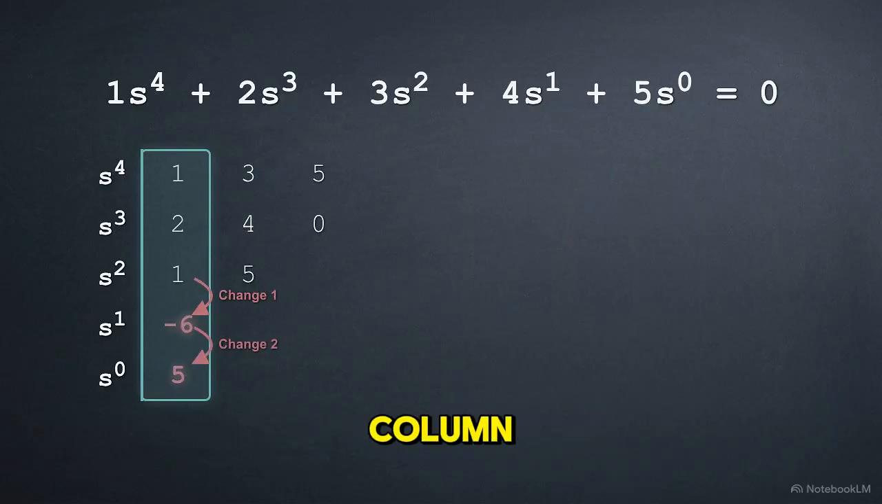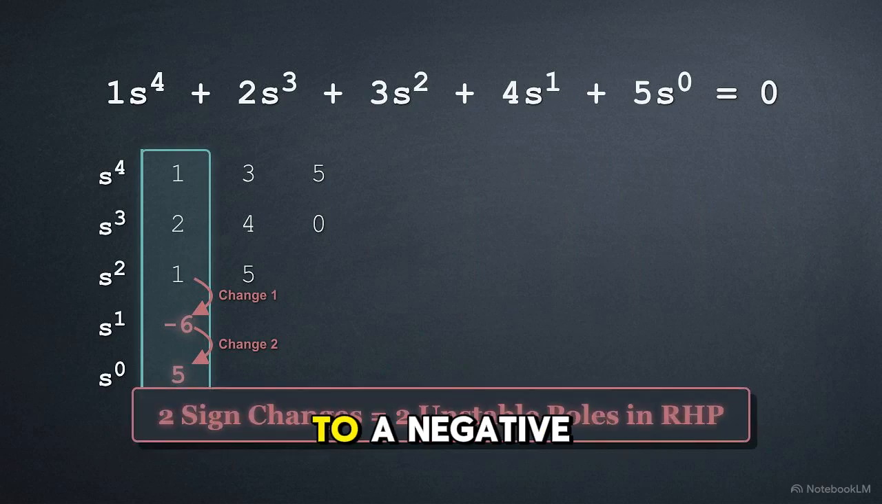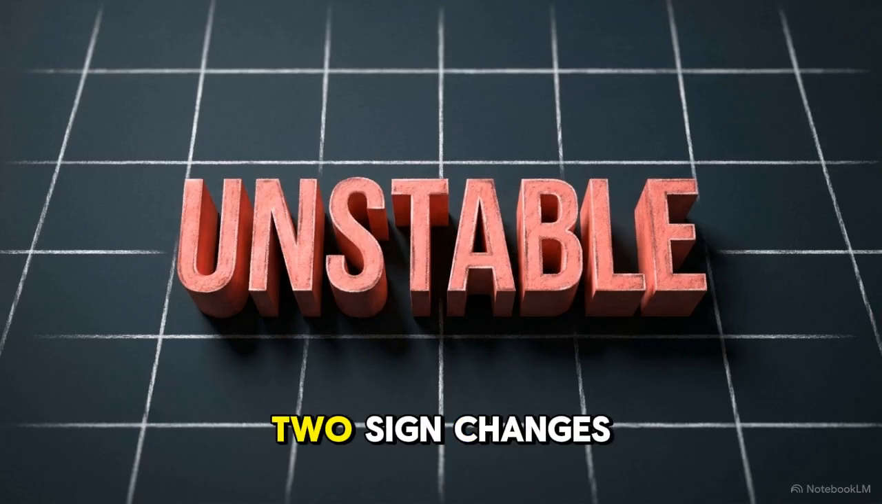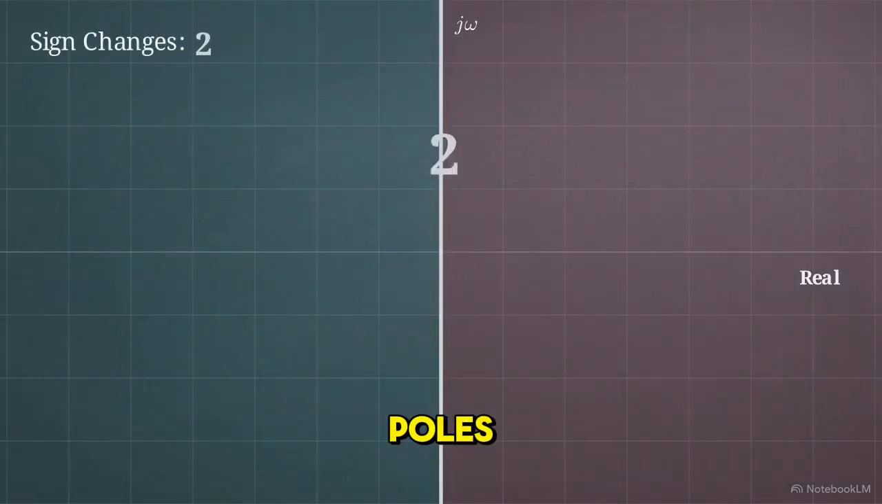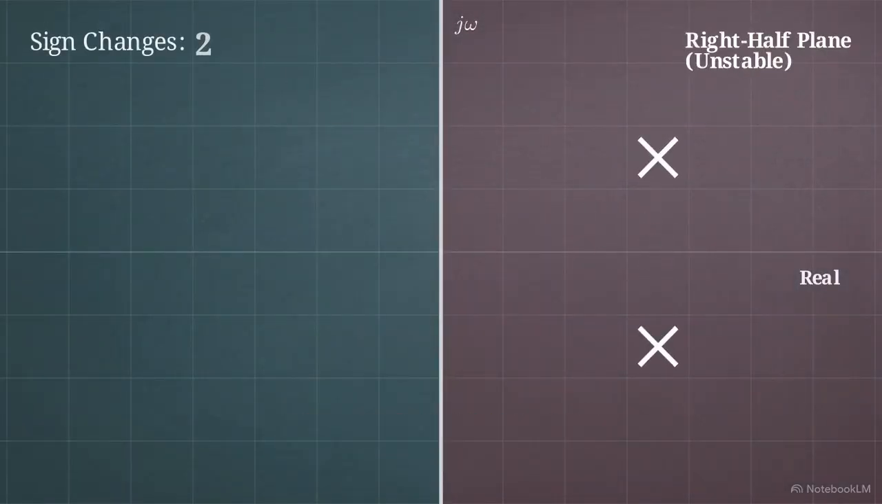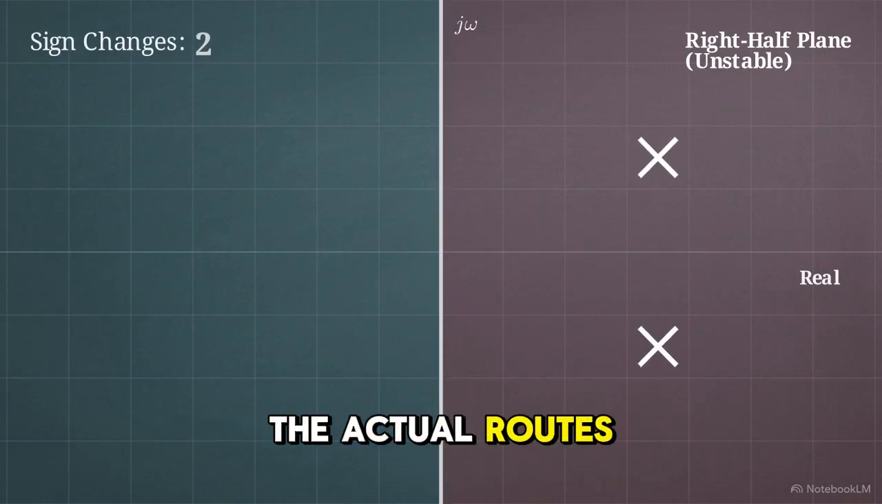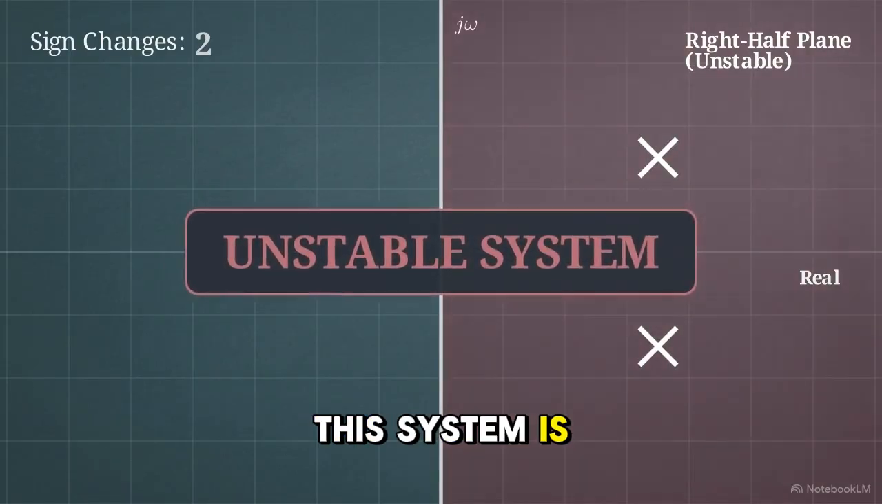Moving down the column, we shift from a +1 to a -6, and then back from a -6 to a +5. Because there are exactly 2 sign changes in that first column, we know with mathematical certainty that this system has exactly 2 poles located in the right half plane. Without ever calculating the actual roots, we have proven this system is unstable.